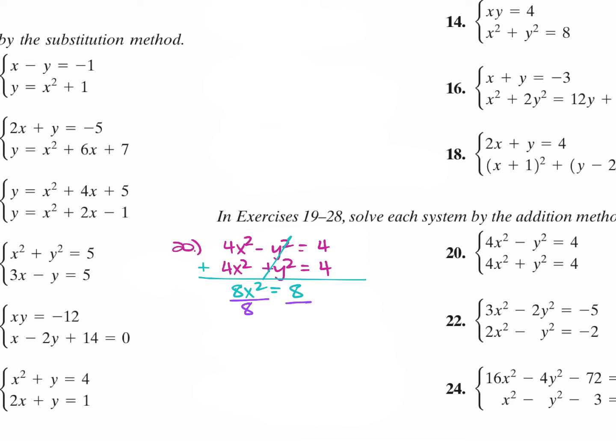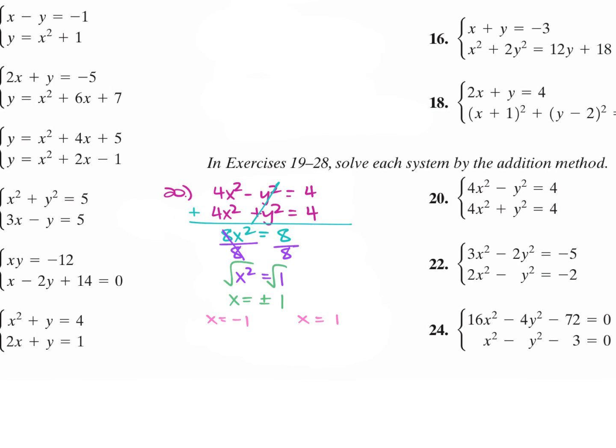Divide each side by the 8, you get that x squared is equal to 1. So take the square root of both sides, and x is plus or minus 1, which means you have x is equal to negative 1, x is equal to positive 1. You got to solve for y.